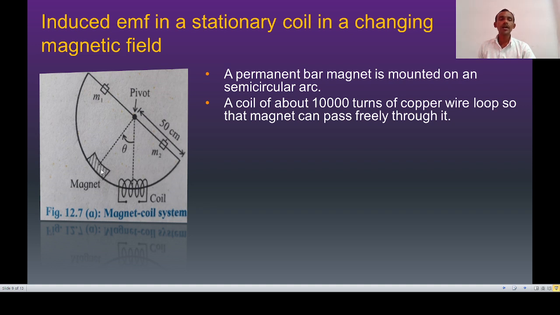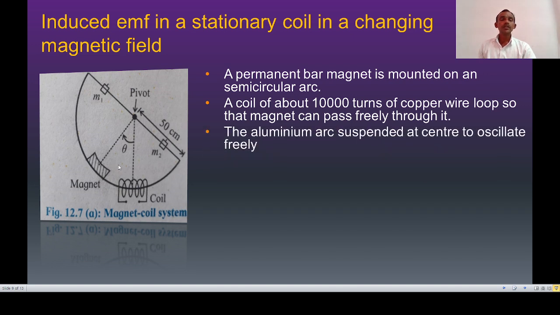That means the magnet should pass through the coil, so we take such a coil. Now the aluminum semicircular arc is suspended at the center to oscillate freely.